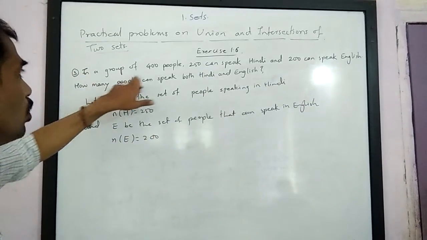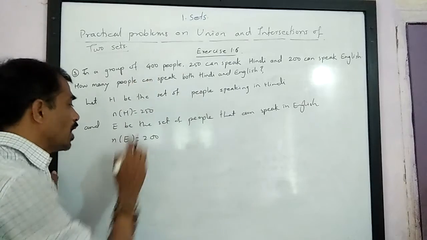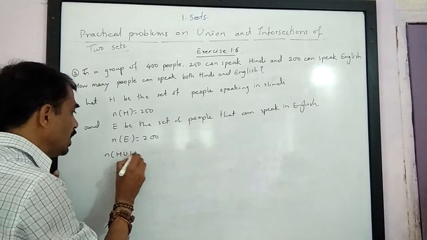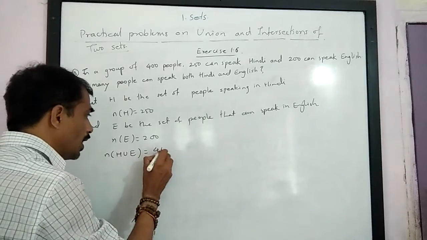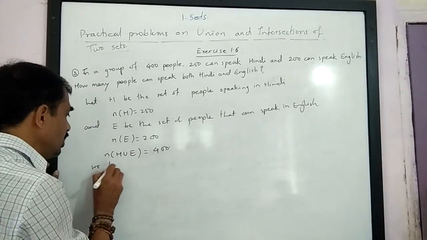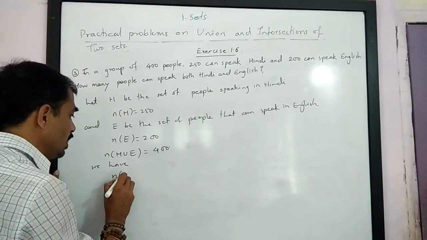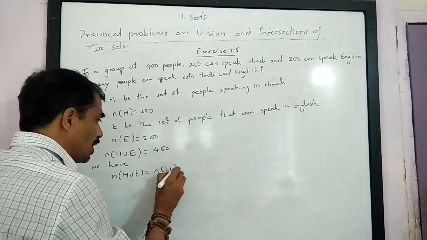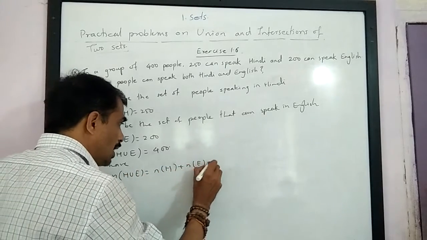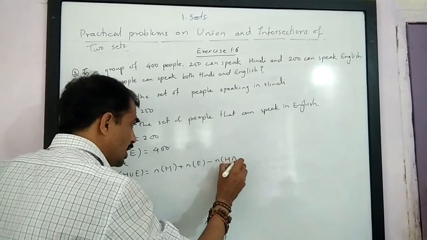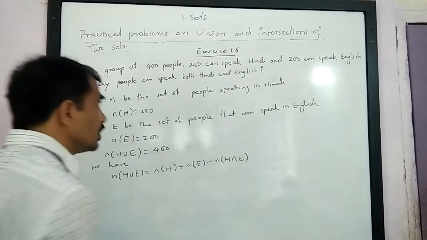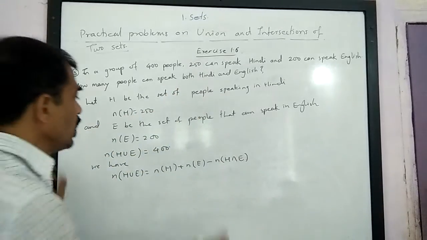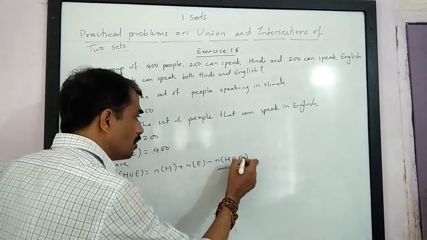Now we are given in a group of 400 people. So total people are 400. It means number of elements in H union E, total number of people, are 400. Now we have the identity: number of elements in H union E is equal to number of elements in H plus number of elements in E minus number of elements in H intersection E. How many people can speak both? So we are asked to find how many people speak both.